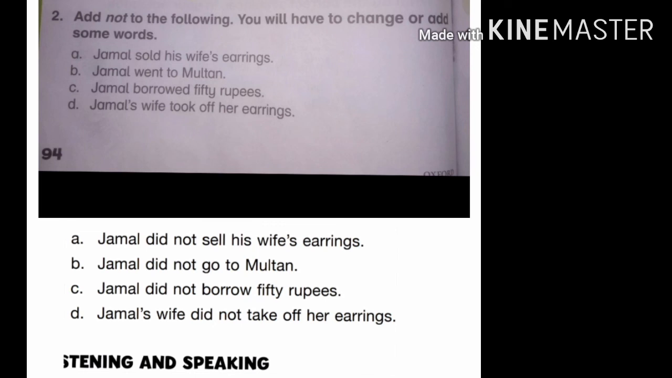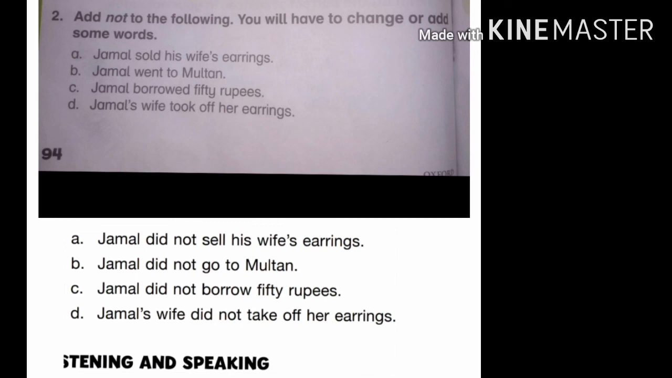And the second sentence is, Jamal went to Multan. And the negative sentence will become, Jamal did not go to Multan. C, Jamal borrowed 50 rupees. And the negative sentence is, Jamal did not borrow 50 rupees. Now last sentence is, Jamal's wife took off her earrings. And the negative sentence is, Jamal's wife did not take off her earrings.